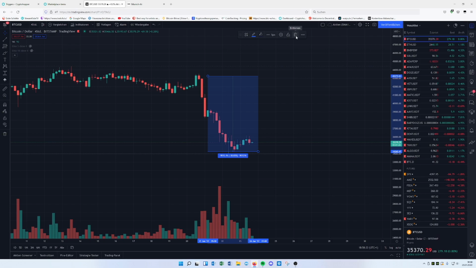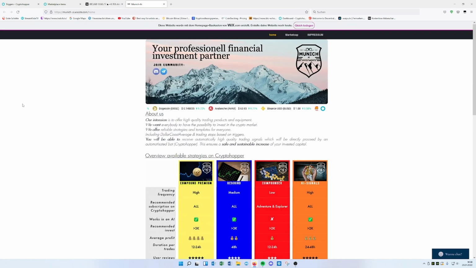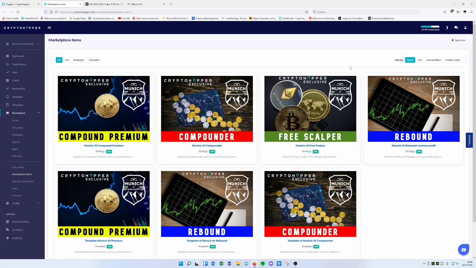This is something useful you can use to prevent the hopper from continuing to buy when the market is getting down. It doesn't matter which strategy you have, either the strategy from us, Munich-Ai, or other ones from the marketplace which you like. I hope you're using ours, of course. But anyway, this is a function you can use on every kind of strategy. Doesn't matter which you have.